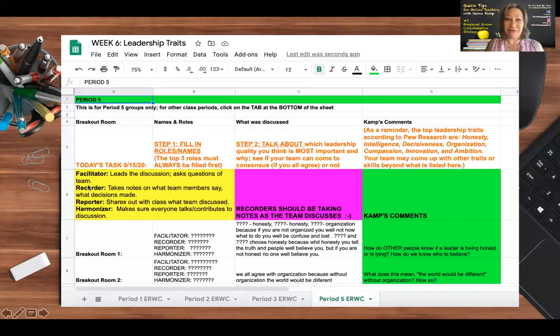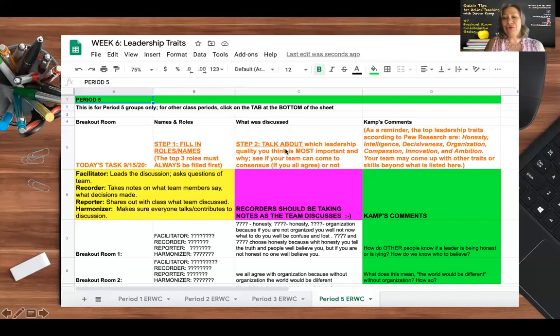And the roles don't change. Always a facilitator to lead the discussion, a recorder to take notes, a reporter to share out in the main room, and a harmonizer to make sure that everybody is contributing. Notice here it says the top 3 roles must always be filled. So I never send groups smaller than 3 to a breakout room. My groups are typically 3 to 4, sometimes 5. We can have an extra harmonizer if necessary. But I always want to make sure there's a facilitator, a recorder, and a reporter.